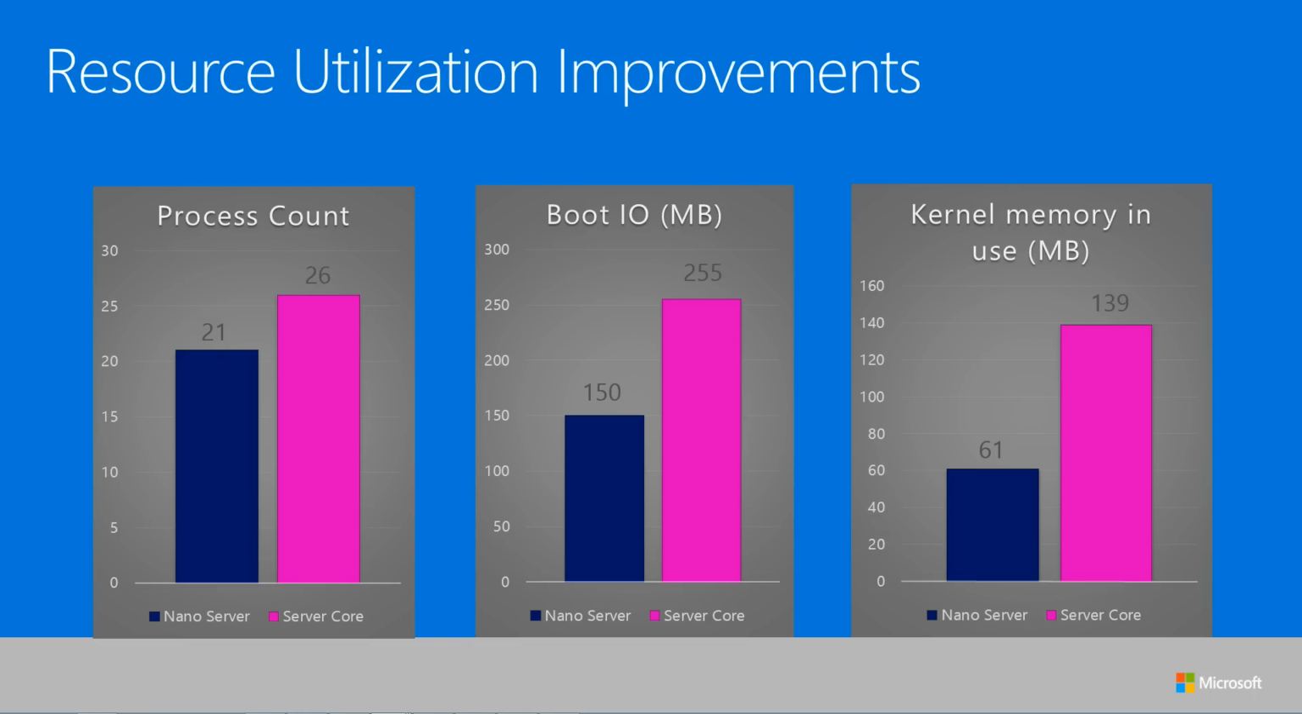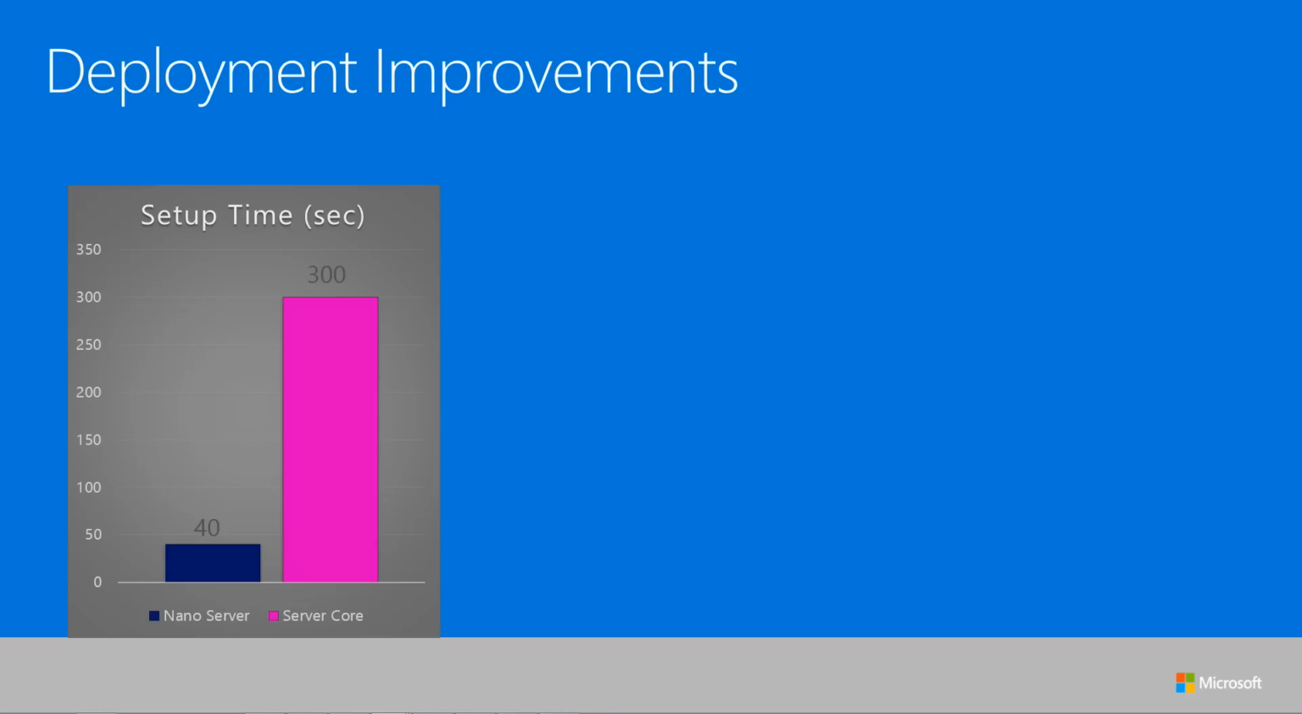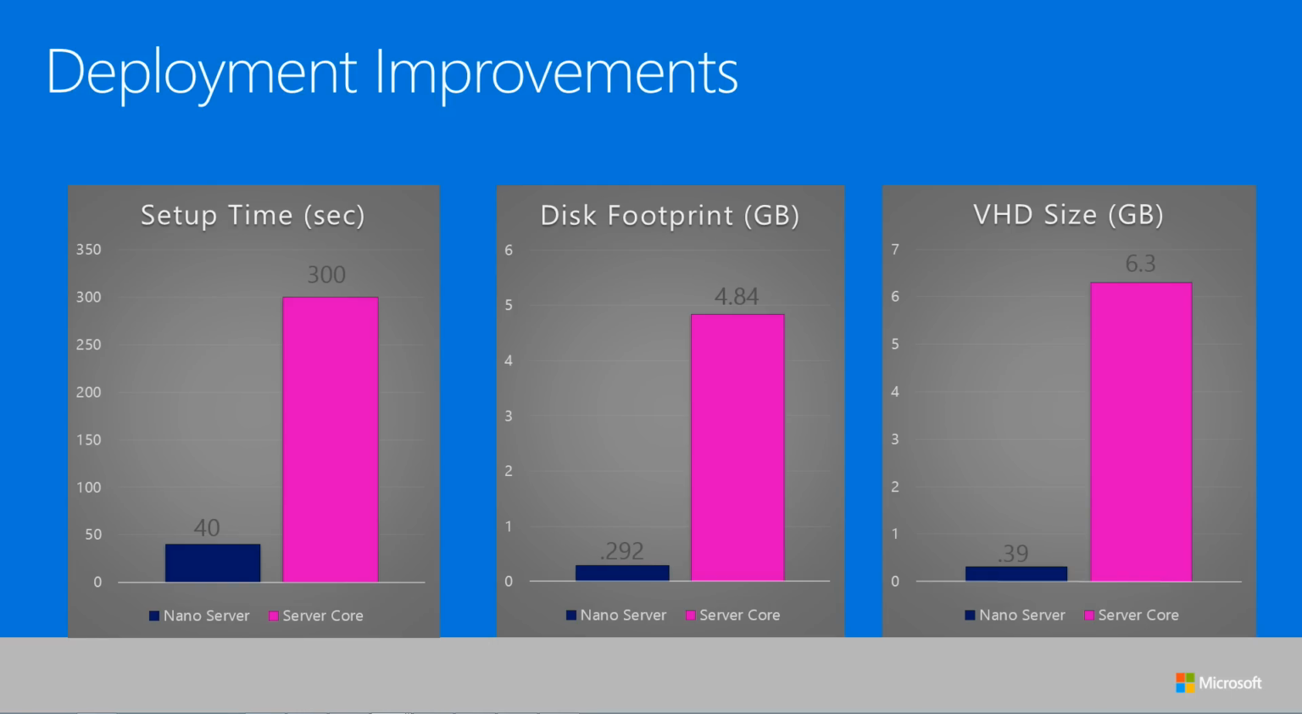Hold on a second. In terms of deployment improvements, you might want to brace yourself against that wall. Setup time goes from 300 seconds down to 40 seconds. Disk footprint goes from 4.8 gigabytes down to 290 megabytes. And VHD size goes from 6 gigabytes down to about 390 megabytes. Crazy, crazy, crazy.